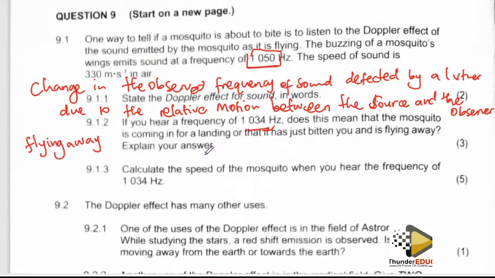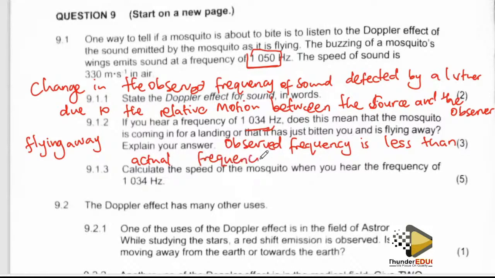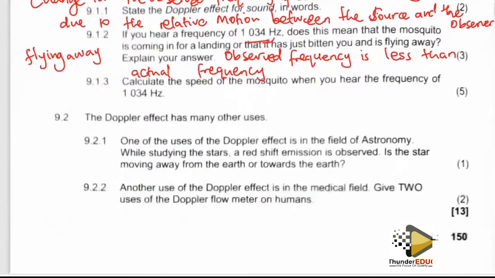So we're going to say this is flying away, and the reason is there's a decrease, or we can say the observed frequency is less than the actual frequency. Someone can say lower than, whatever English words can describe that nicely.